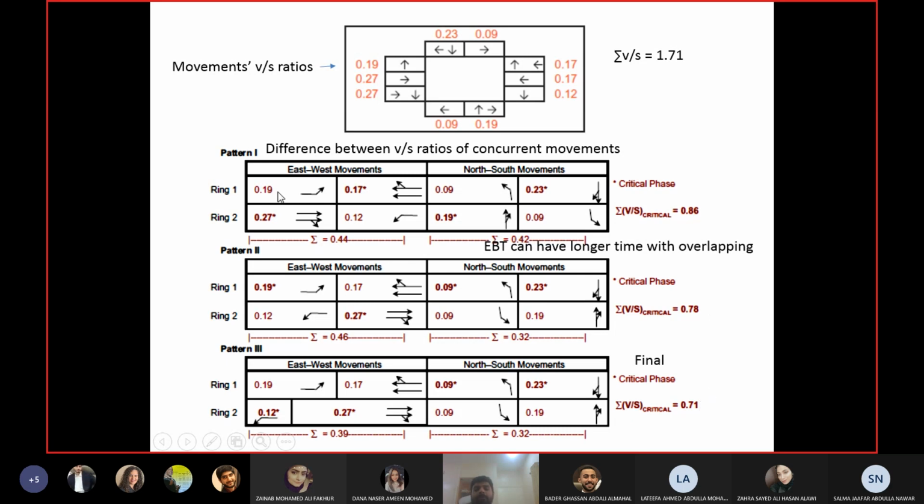Like I said, if you get this V by S ratio less than 1, you can stop, but it is not better. Better will be if you keep the movements with the same V by S ratio and having no conflict in the same phase. So they did it in the second pattern. The V by S ratio summation reduced, which is good, but you can still make it better by giving more time to the movements which have higher V by S ratio by extending them into another phase, by overlapping them with the other phase, which is what they have done here, and this is the final plan according to them.